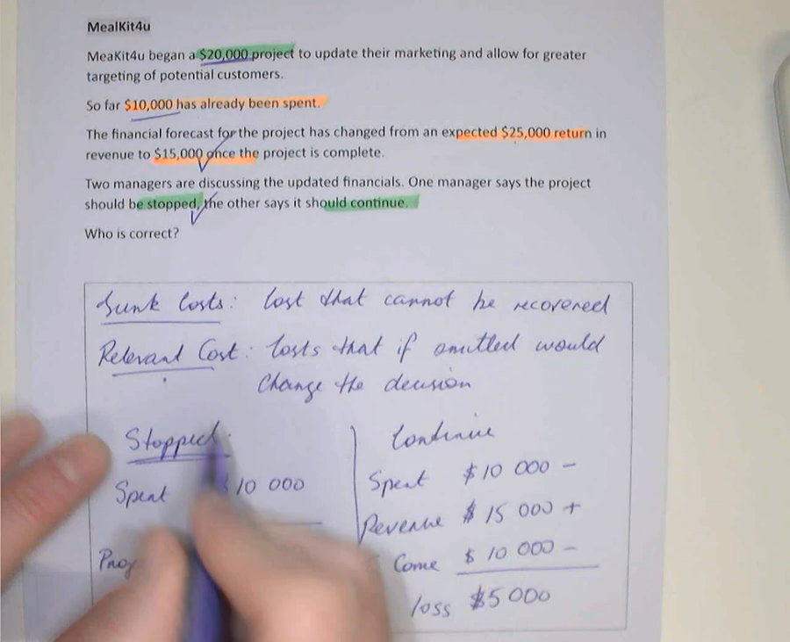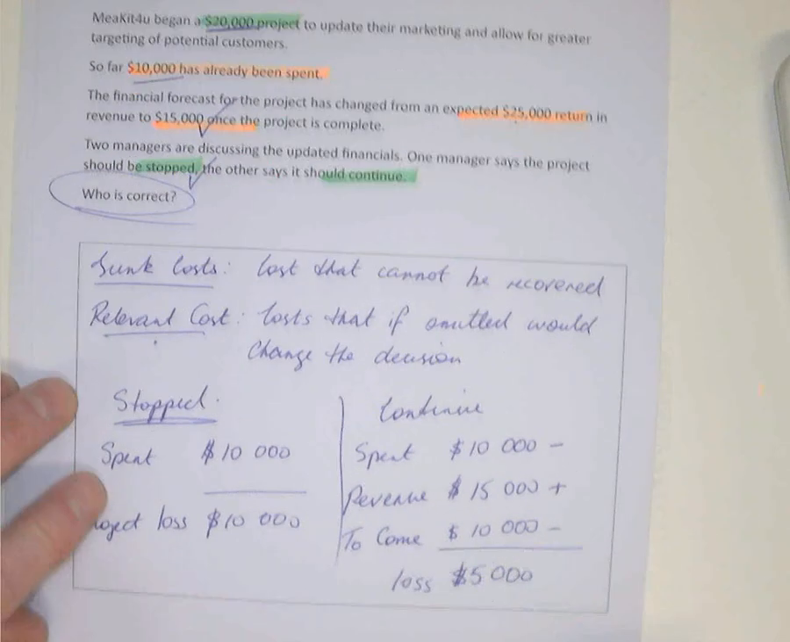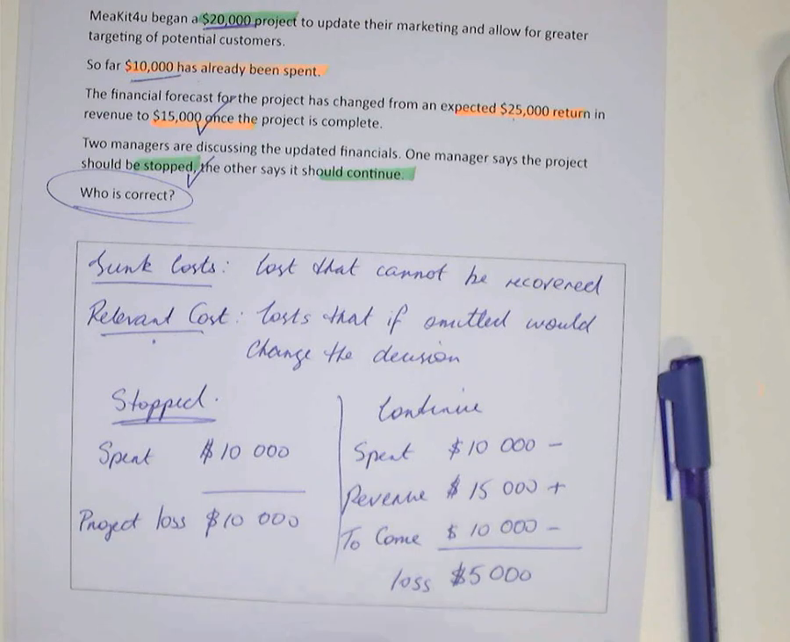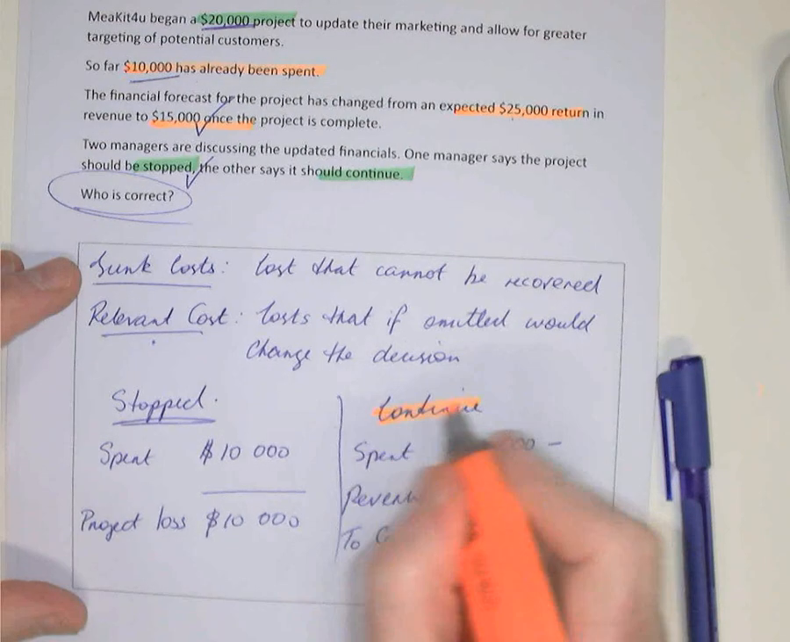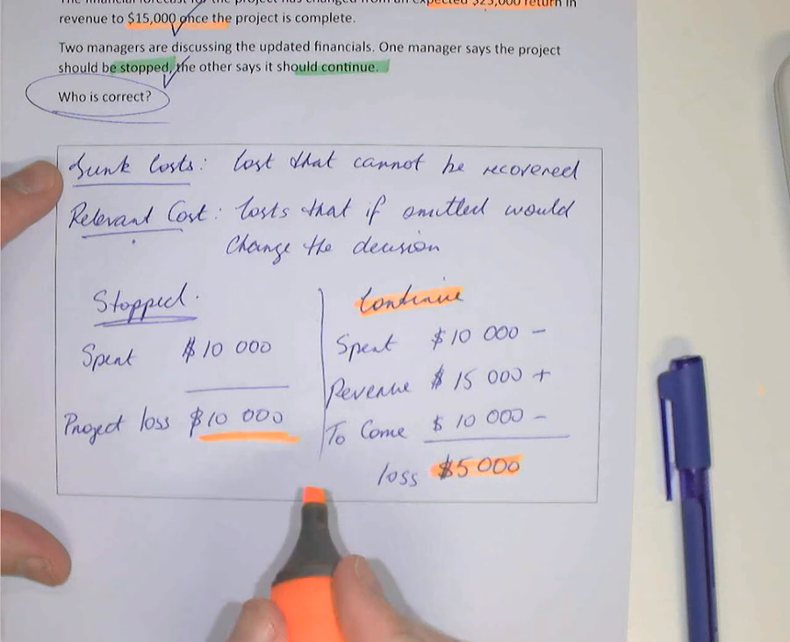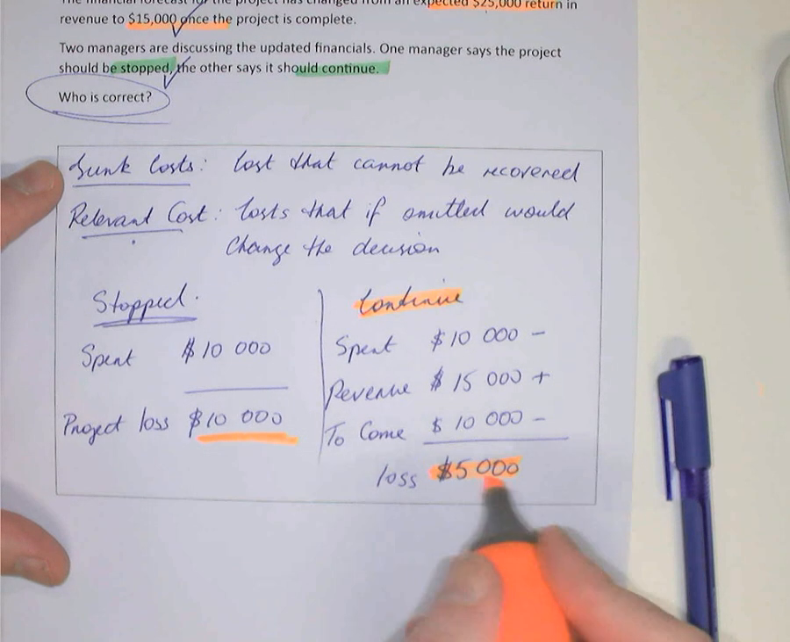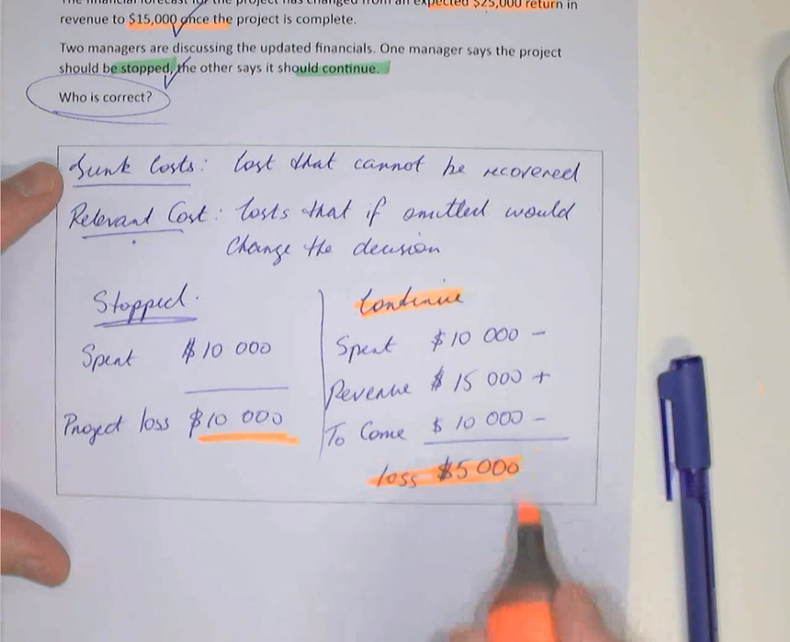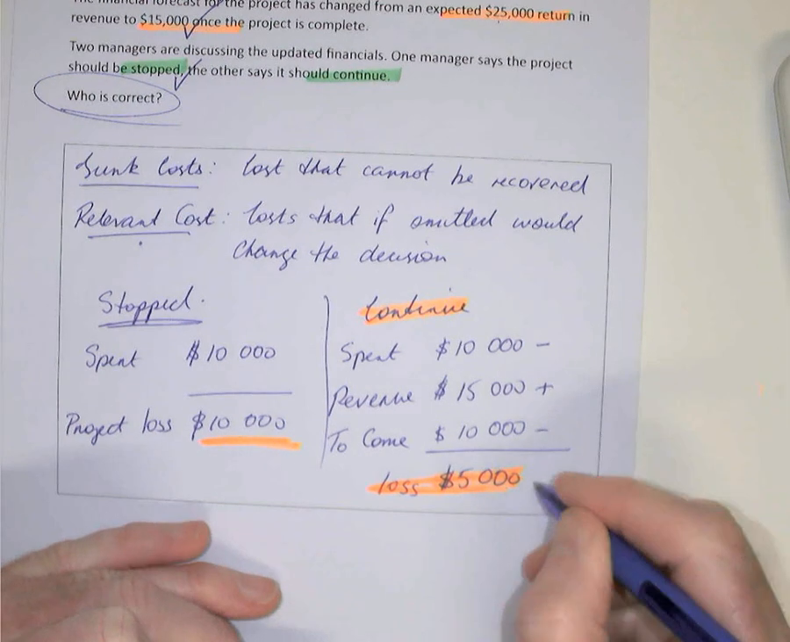So the question is, who is correct? Should we continue or should we stop? Well, I'm going to go with the guy that continues, because we've got a loss of $5,000 versus a loss of $10,000. So I'll take a smaller loss every day. So this was my decision, continue.